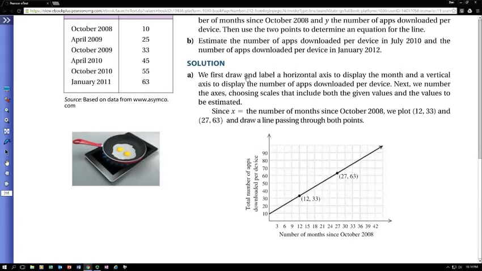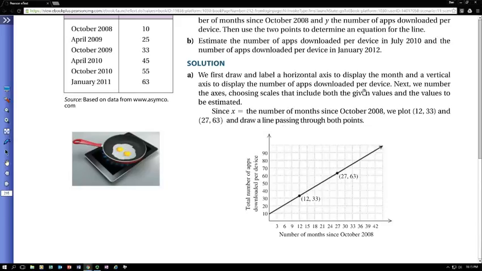It says first draw and label the horizontal axis. In other words, make sure you understand what the numbers mean, because you're going to need to know what these numbers mean later. It's not just graph this or get an equation. If I say, well, what's going to happen 52 months from October 2008, I need to know how to put that into my equation. That's months from the origin, the x value. So I would put 52 in for x in my equation, and it's going to spit out some kind of y value.